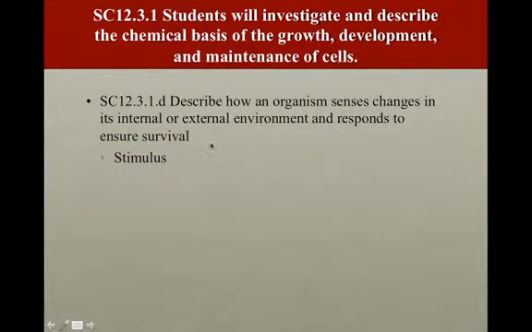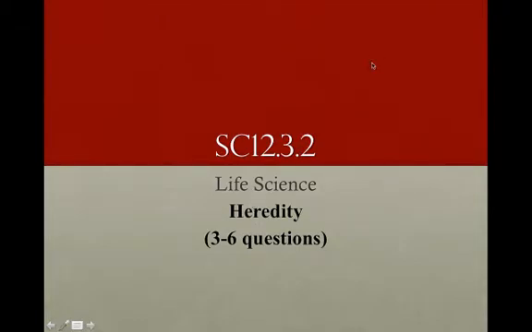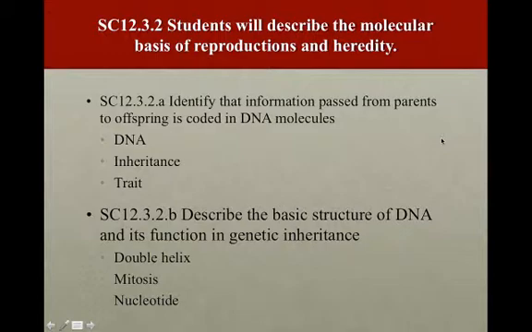Okay, 3.2 is on heredity, genetics. You guys spend a lot of time in biology, I know, on genetics. Punnett squares, yep. Big R, little r. Phenotypes and genotypes.